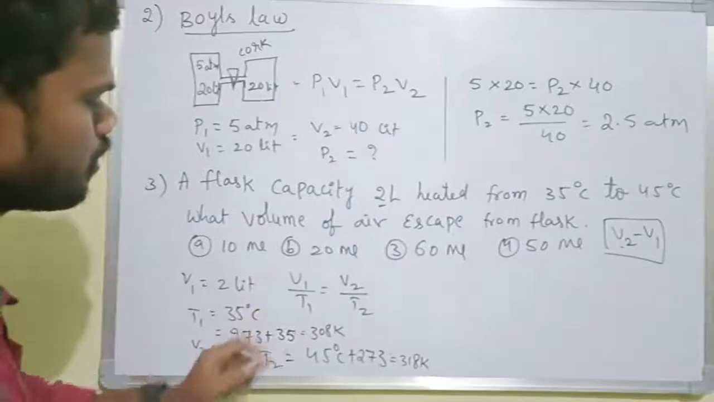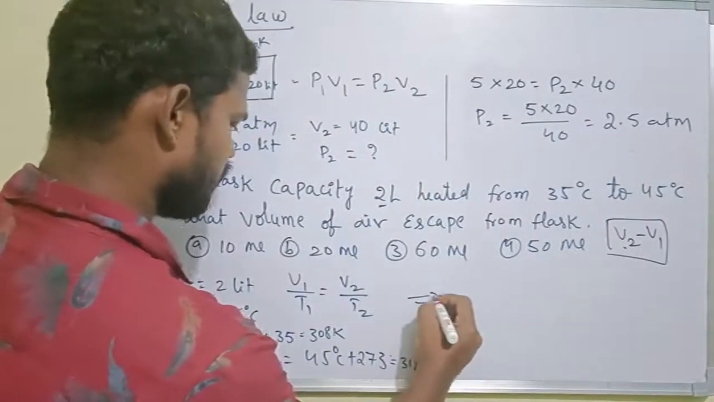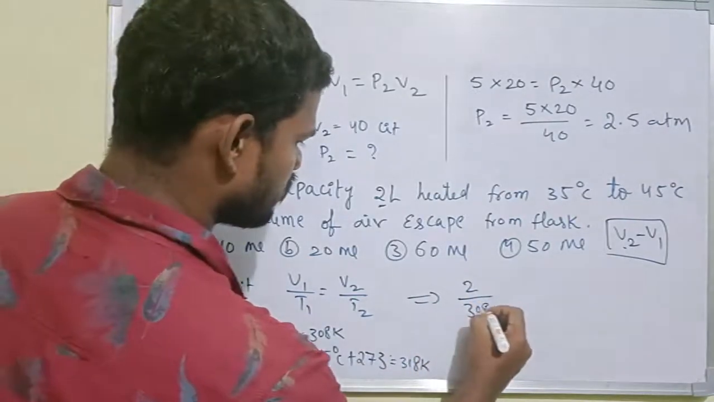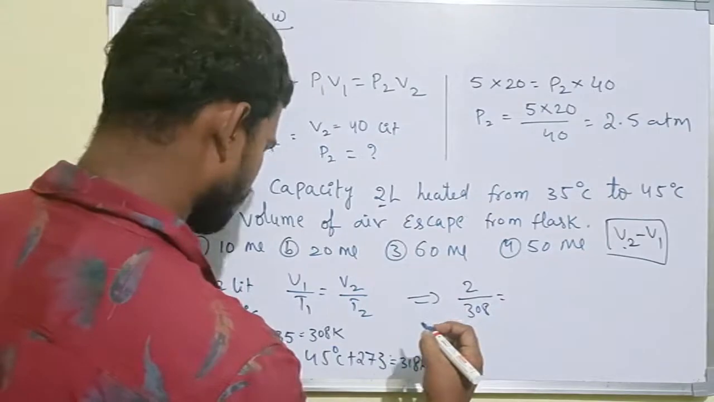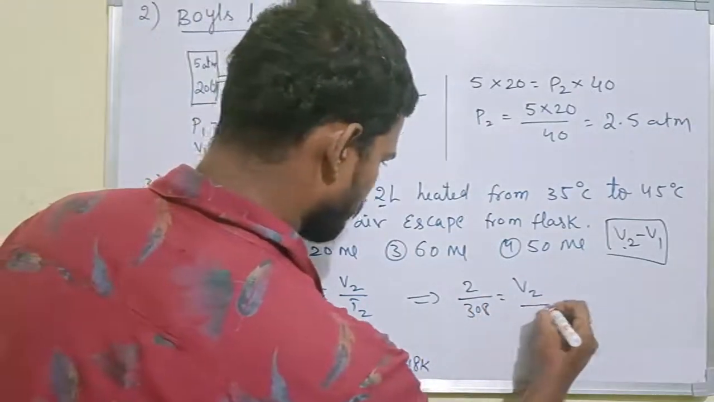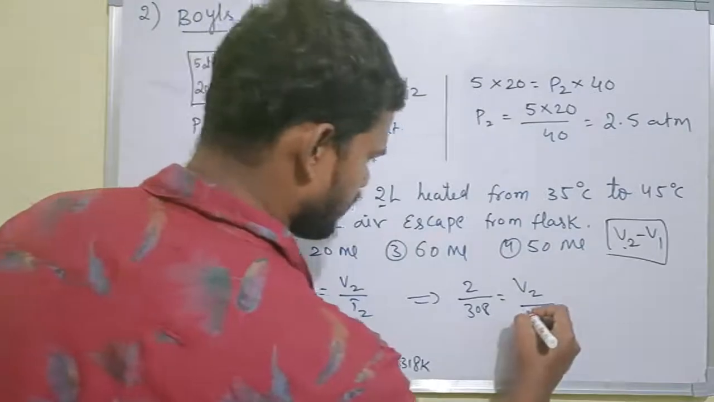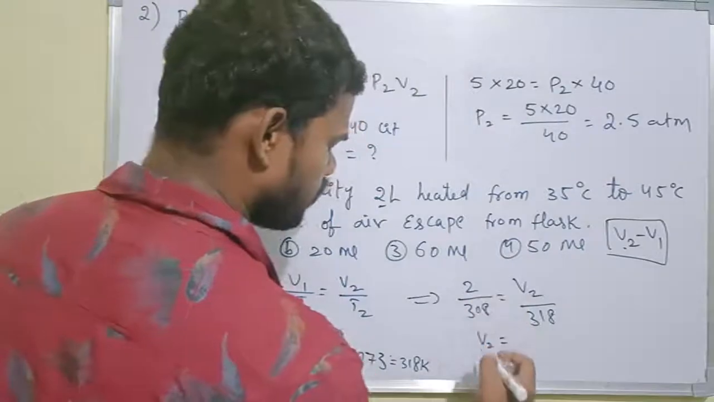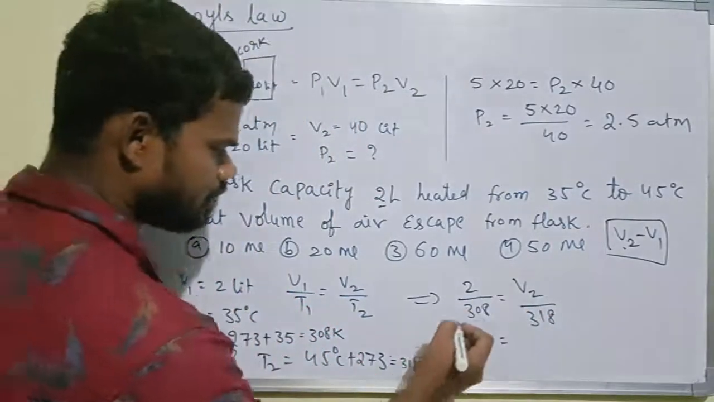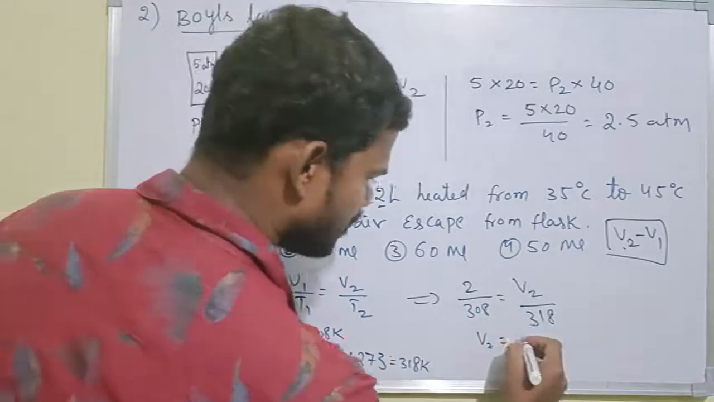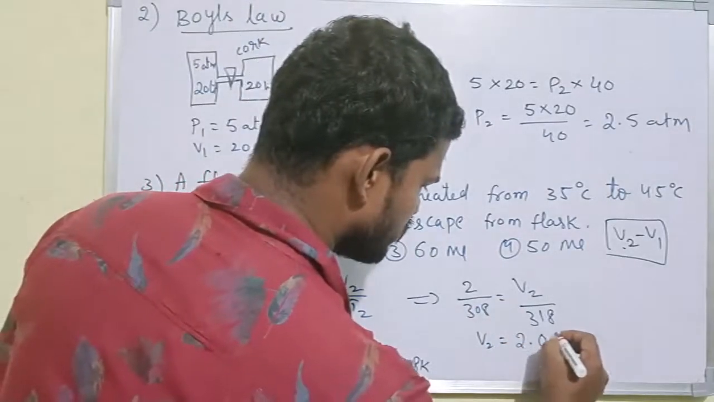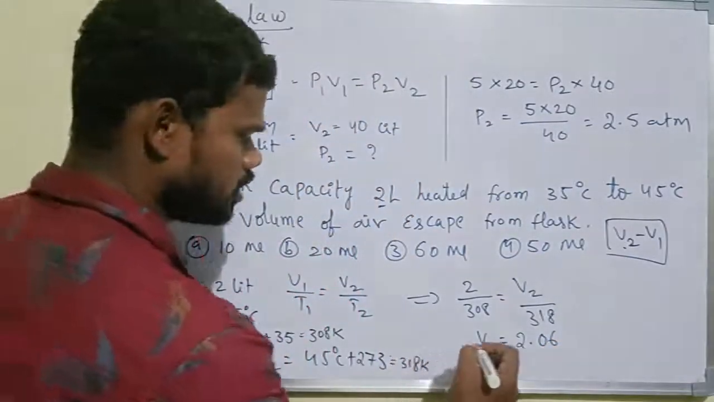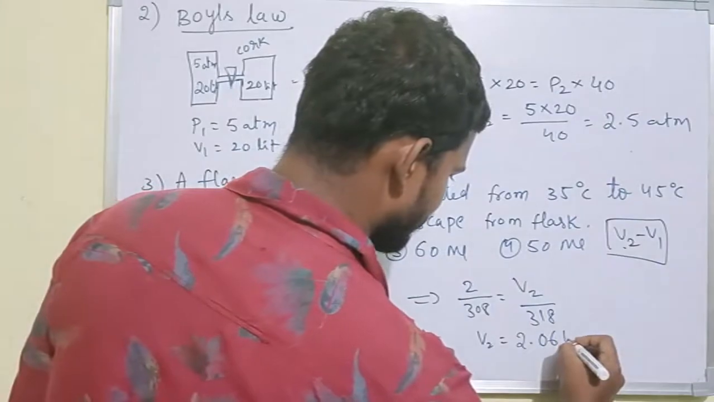So we can substitute all these values in this. V1 is 2 by T1 is 308, equals V2 by T2, which is 318 Kelvin. V2 is we want to calculate. So V2 equal to 2 into 318 by 308. If you calculate this, you will get 2.06. So this much volume we will get here in liters, right?